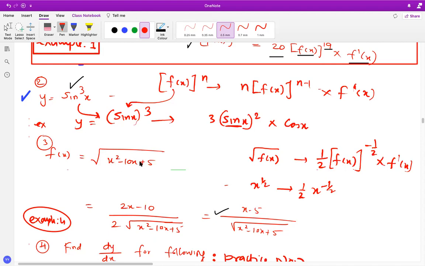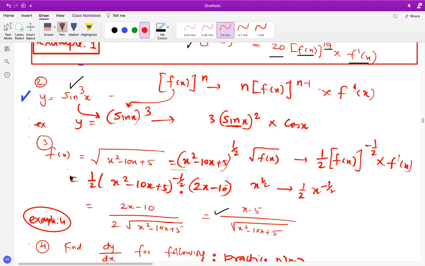In such cases, you're going to rewrite this as x squared minus 10x plus 5 to the power half. And then you write down the derivative. So it's half times x squared minus 10x plus 5 to the power negative half, because half minus 1 is negative half, times the derivative of x squared minus 10x plus 5, which is 2x minus 10. So this is the derivative function for this given expression, which can be further simplified.